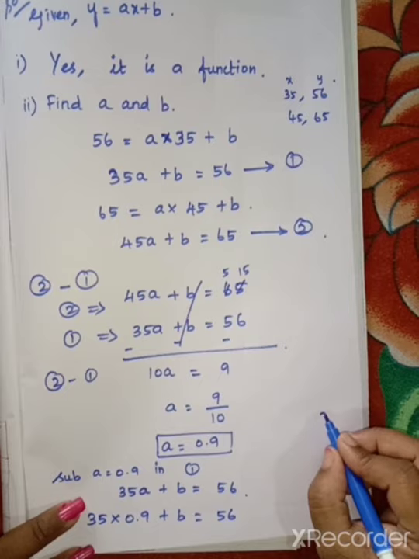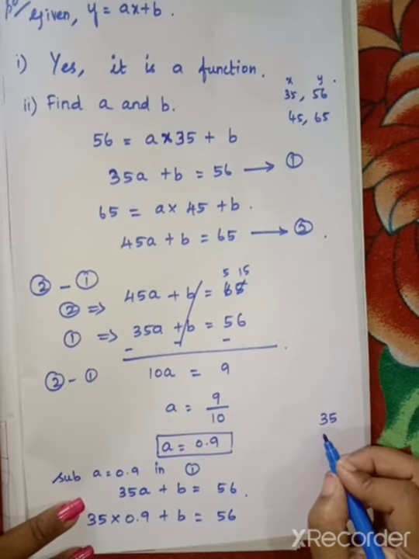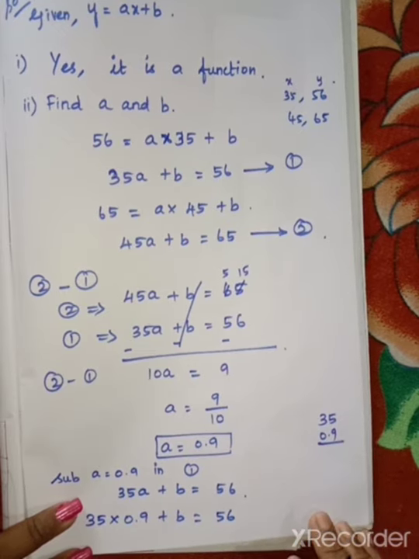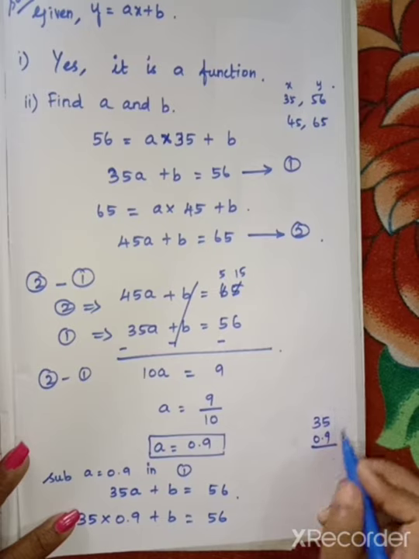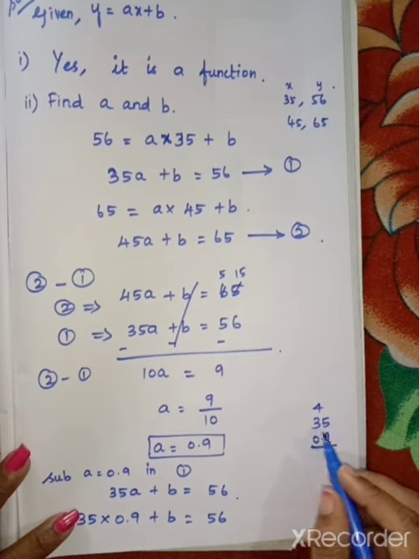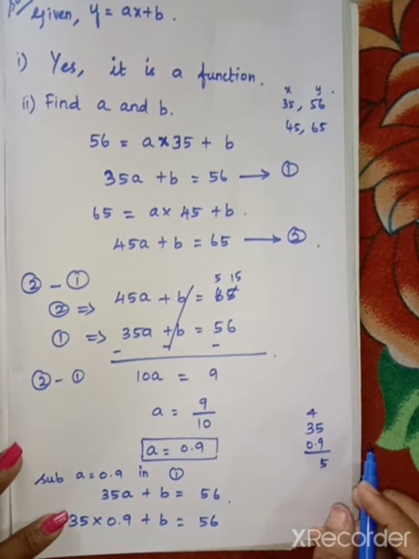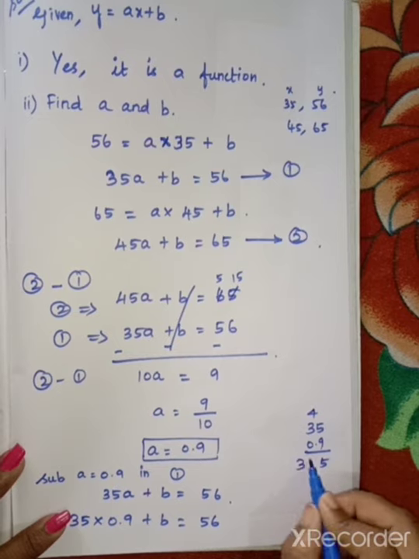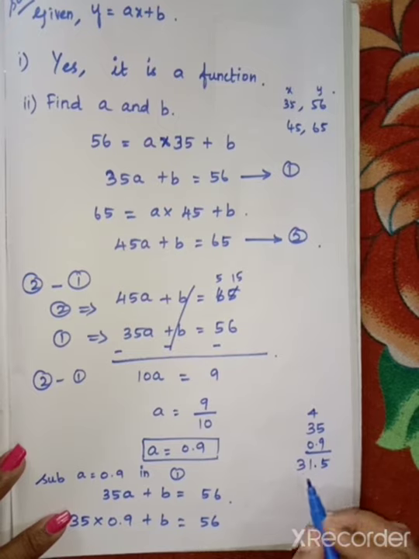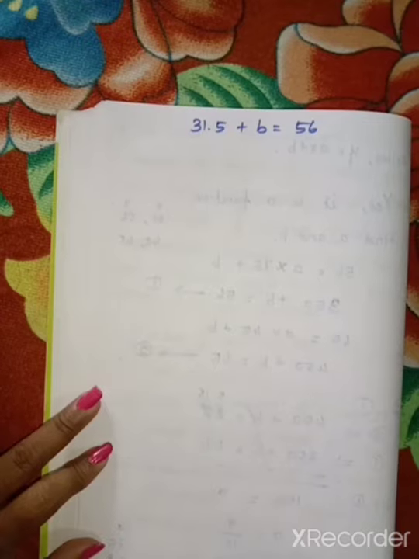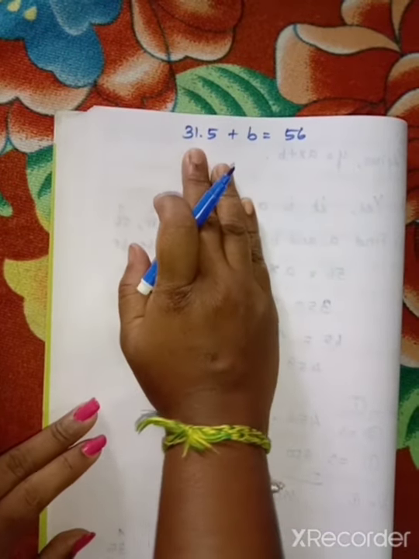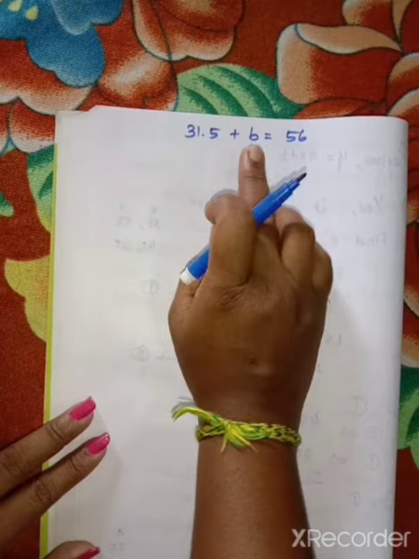So here you want to multiply. So 35 into 0.9. So the point is there, so that is no problem. At last alone you have to use the decimal, or otherwise just multiply. So 9 5s are 45, 4; 9 3s are 27, 27 plus 4, that is 31. Here one number alone before, we have a decimal. So one number before, 31.5. So now 31.5 plus b equal to 56. Here plus 31.5, because we want to find b alone.